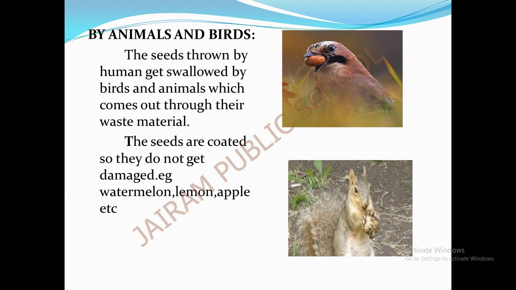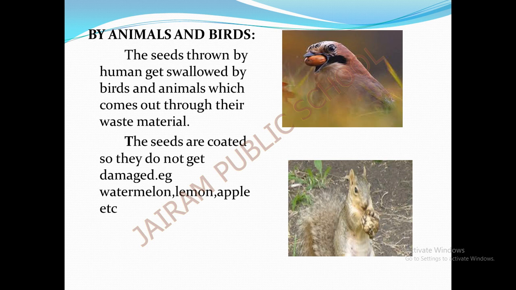Now see the dispersal by animals and birds. The seeds thrown away by humans get swallowed by birds and animals, and come out through their waste material. Sometimes, what we people do, mostly we eat only the flesh of the fruits. We just throw away the seeds present in the fruits. So these animals or birds will take that seed and swallow it, and that seed comes out through their waste material.